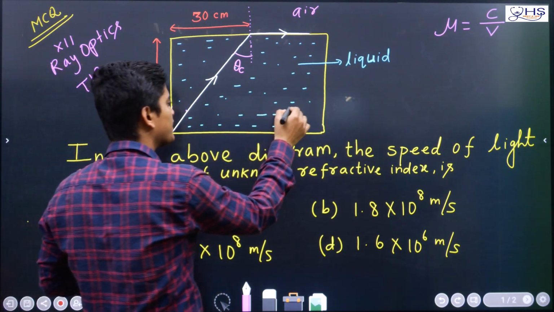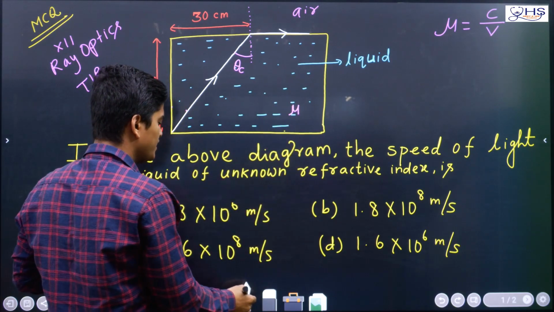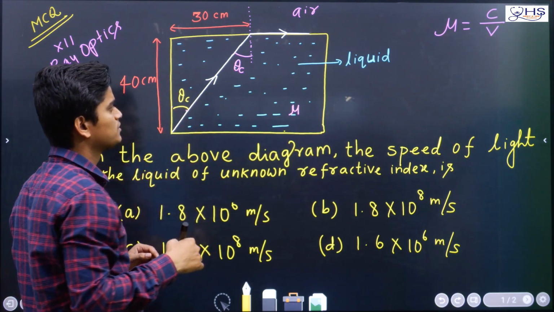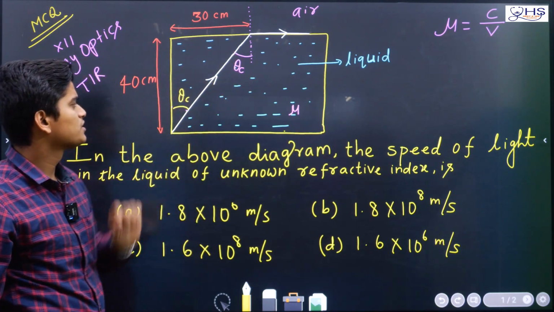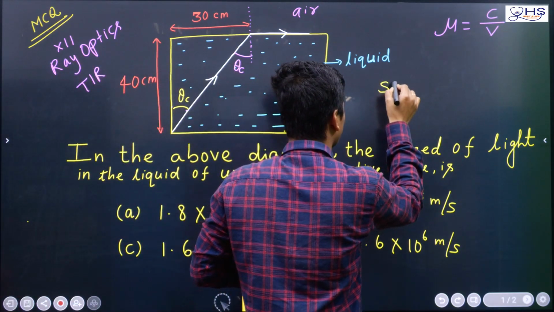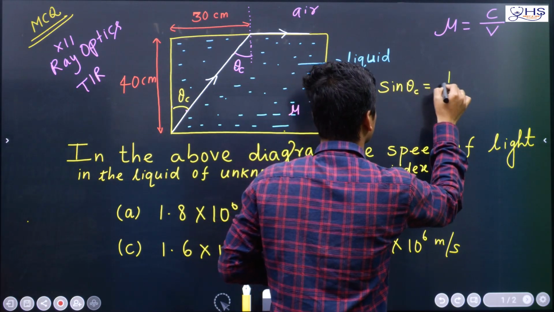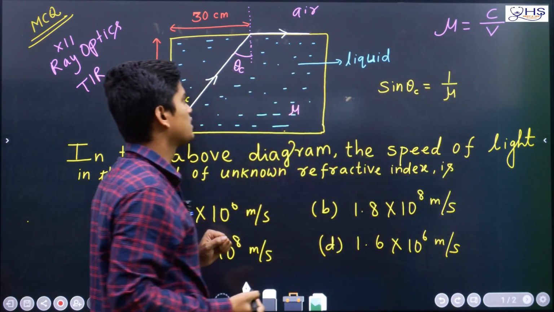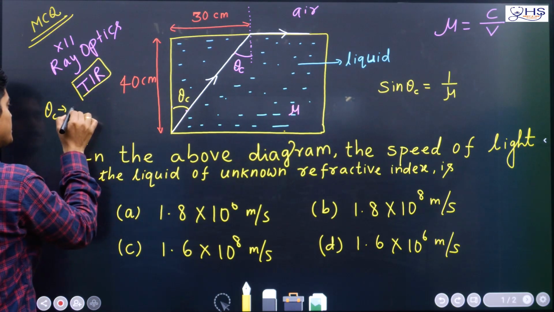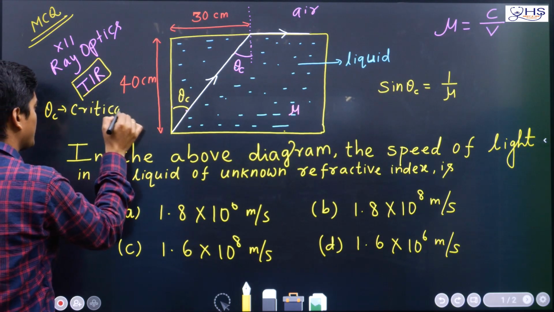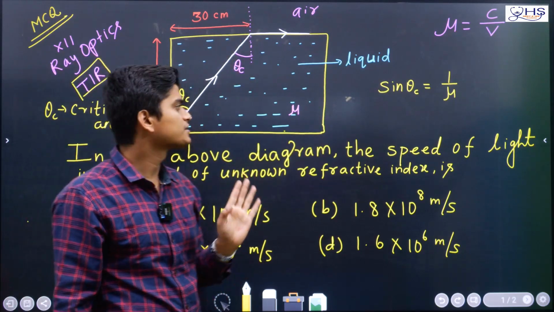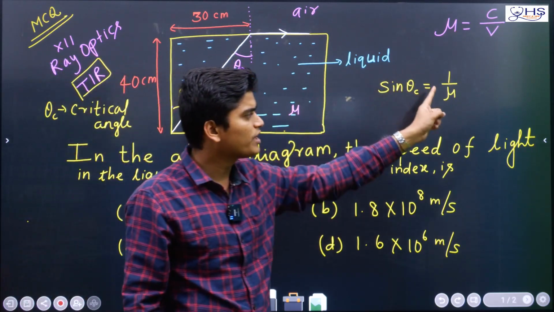And for this liquid I can take the refractive index as mu, and if this angle is theta c, then this angle also will be theta c due to the geometry. Now from here I can understand that my minimum condition of TIR is sin theta c equals 1 by refractive index. And what is theta c? From the TIR concept we already know that it is the critical angle for the liquid and air media. So how does sin theta c equal to 1 by mu come?